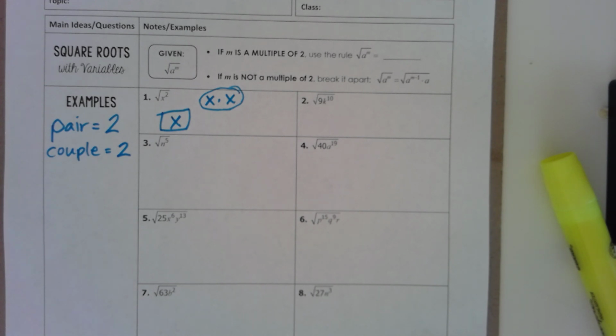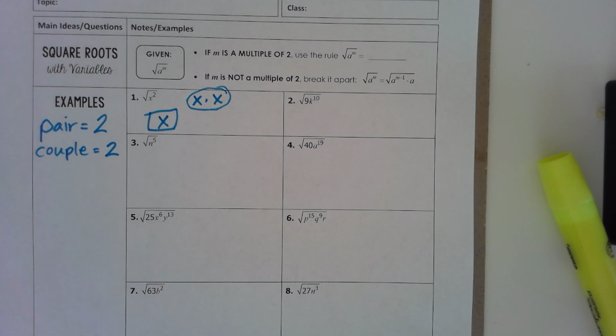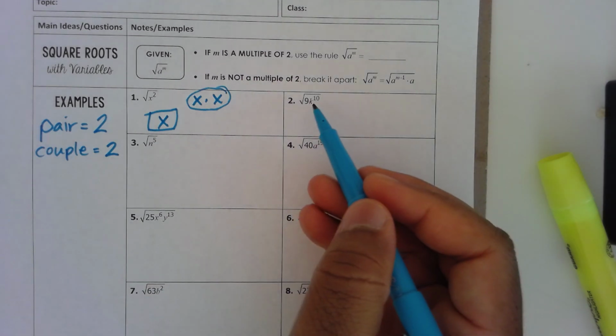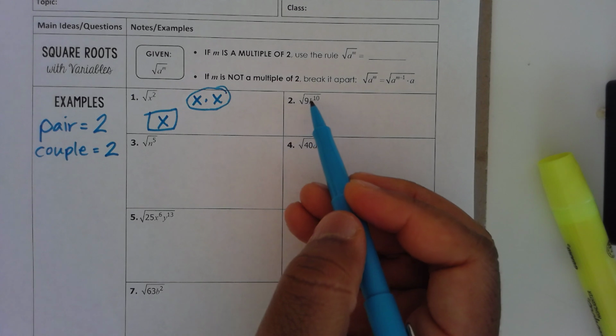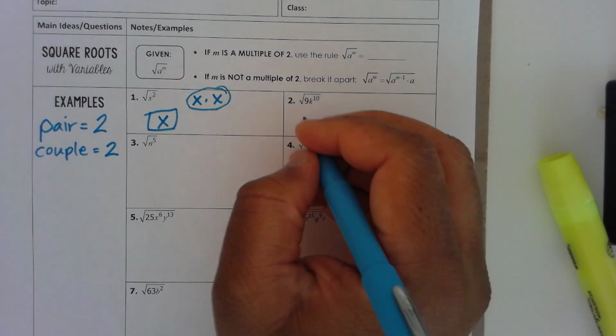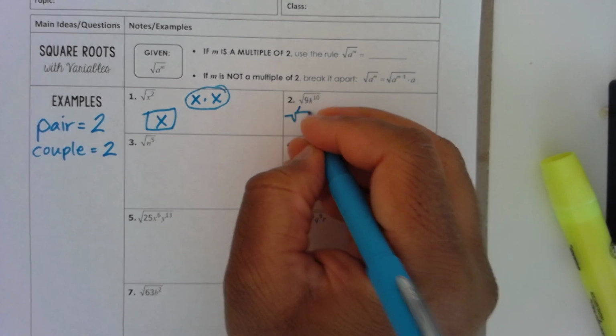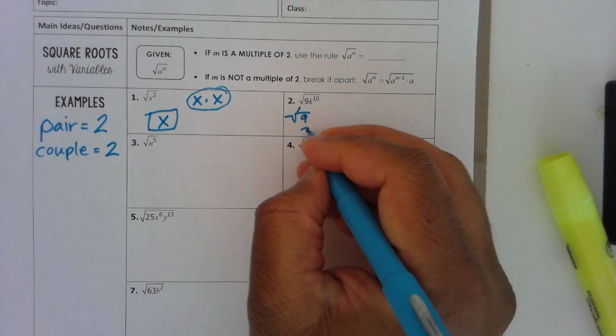All right, so let's take a look at another one here. I'm going to look at number 2, for instance. I have 9 times k to the 10th power here. So you'll notice that 9 is a perfect square, so that makes life a little bit easier for us. If we were to break this apart here, the square root of 9 is just 3.